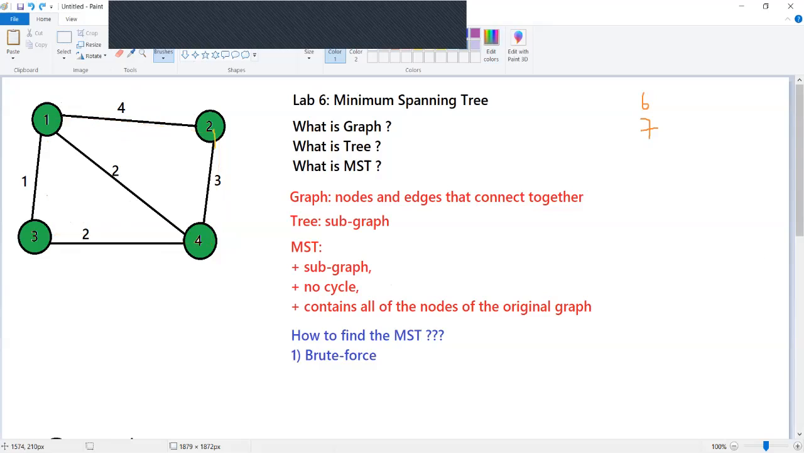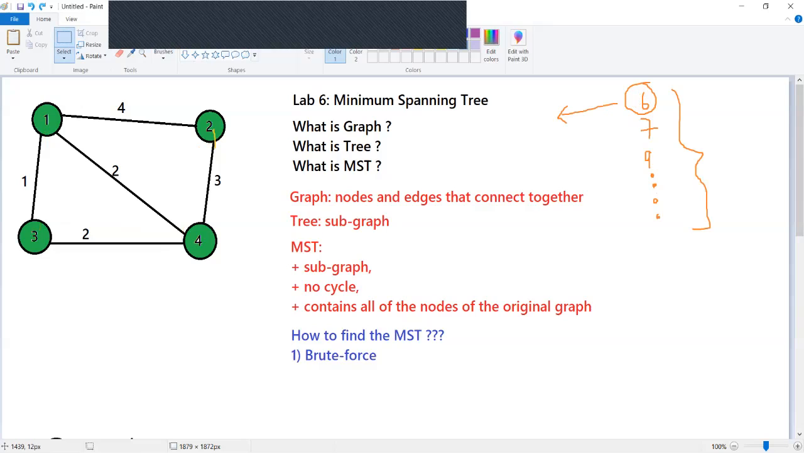So right here, 9. In the end, let's say you find all the combinations. After you find all the combinations, you're going to pick the best. So far, I will say this one is the smallest. The one with the total weight of 6 is going to be the solution, which should be this one right here, as I remember. So this is your MST. It satisfies all three conditions, and it has the smallest weight. Right? So that's the brute force way.